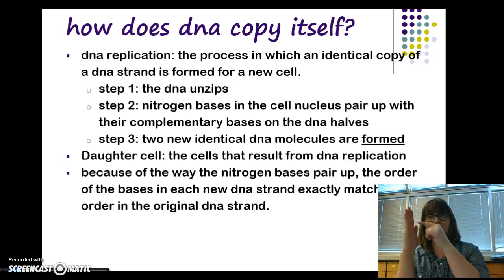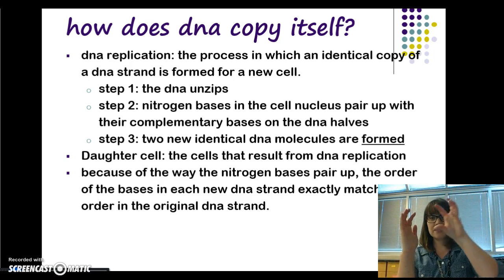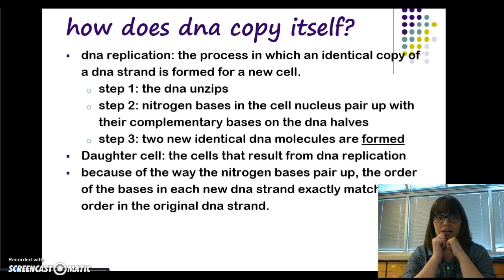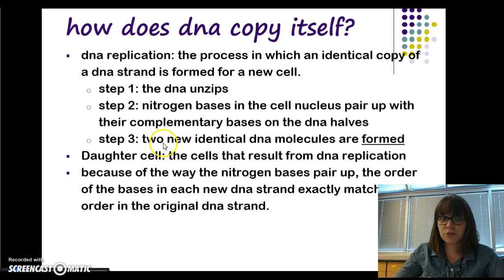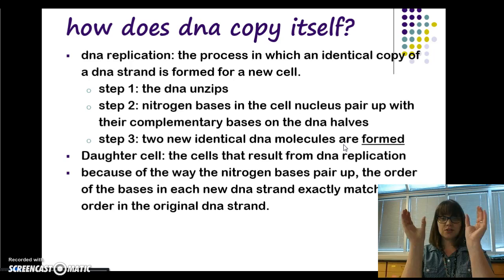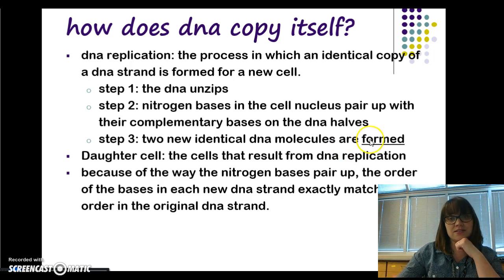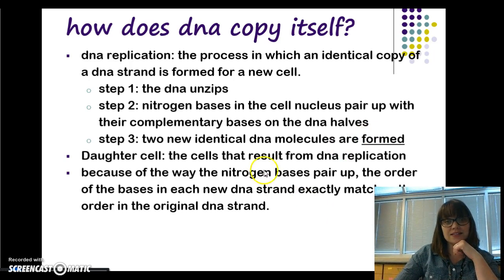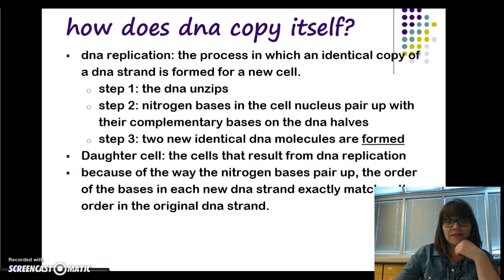Same thing's going on over here. So you might have a lonely little thymine and a lonely little guanine. And so from the nucleus come new nitrogen bases that are going to come in and pair up with their partners so that now you've got complete strands of DNA. That's step 3, which is 2 identical DNA molecules are formed. So now they've split and then new nitrogen bases have attached and you've got 2 identical DNA strands. A daughter cell is a cell that results from DNA replication.